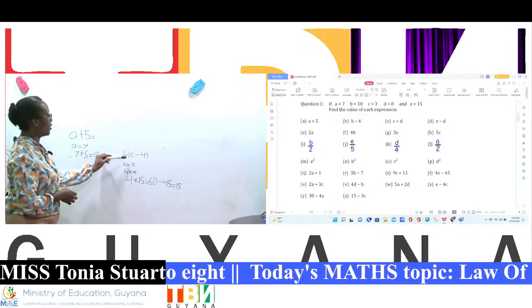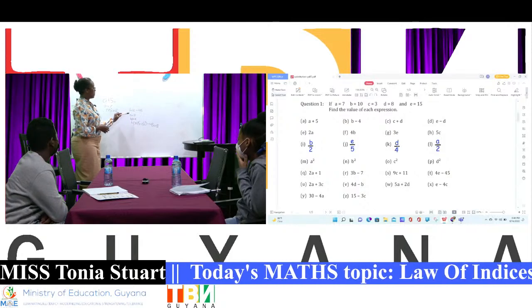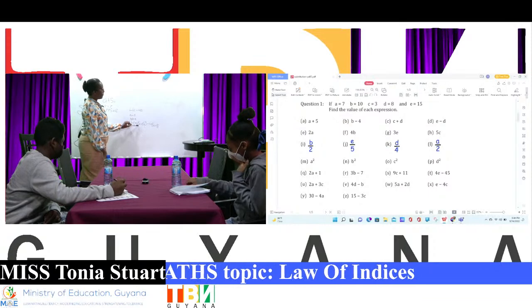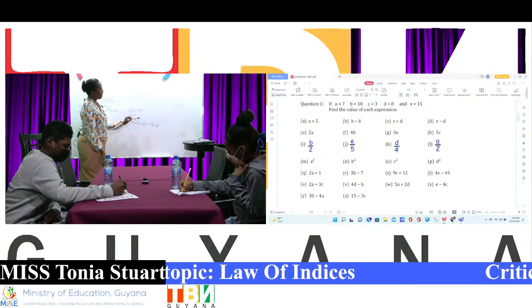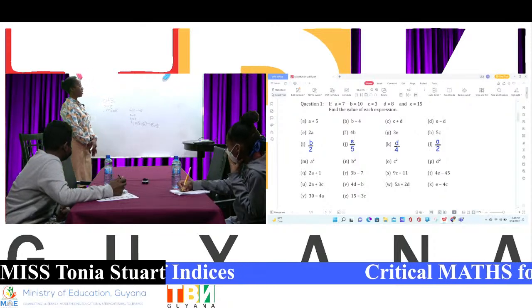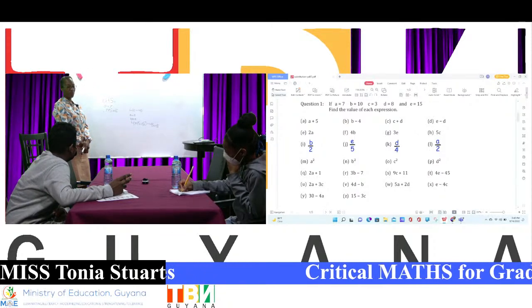So we have 4e minus 45, where e is equal to 15. So we have 4 by 15 will give you 60, and then she minus the 45 from 60, the 45 that gives you 15. Do you agree?